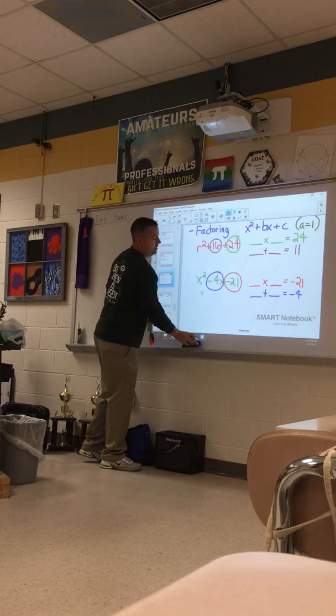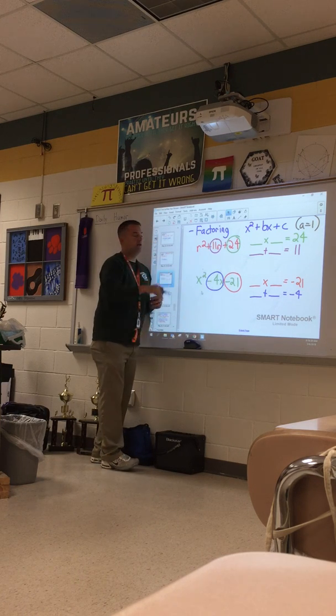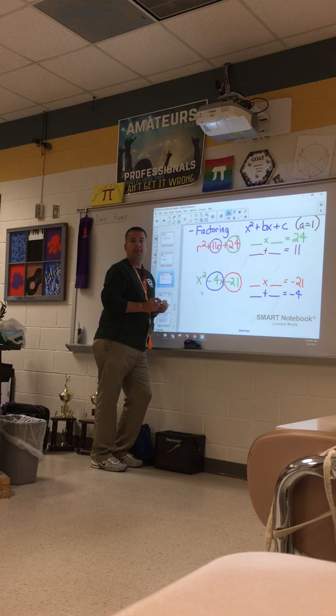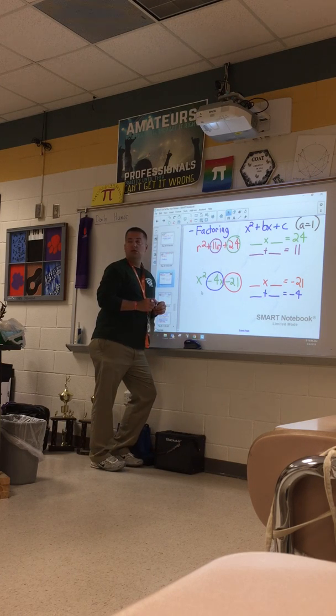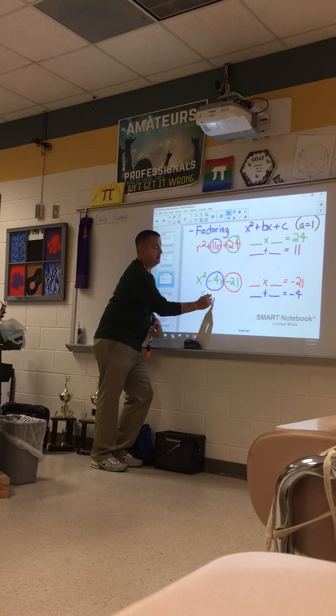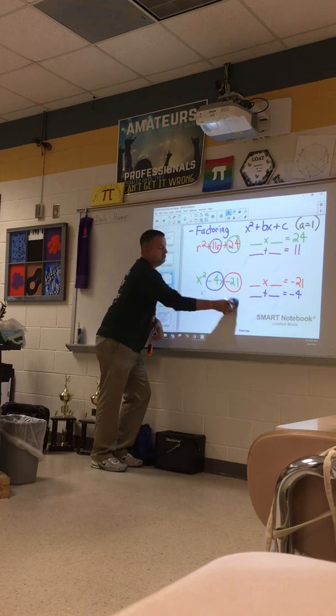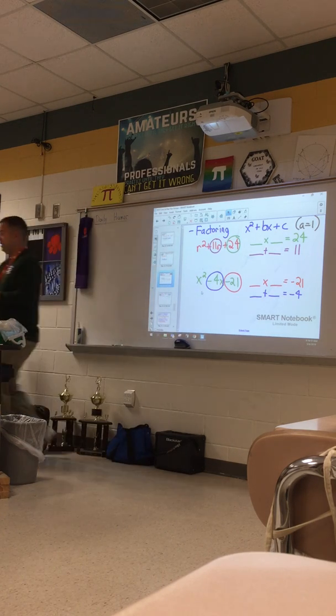All right, second one here, when this is a negative, that means one's negative, one's positive. What are the factors of negative 21 that add to negative 4? 7 and -3. Okay, which one has to be negative? The bigger one. So this factors as x minus 7 times x plus 3. Factoring when a equals 1.